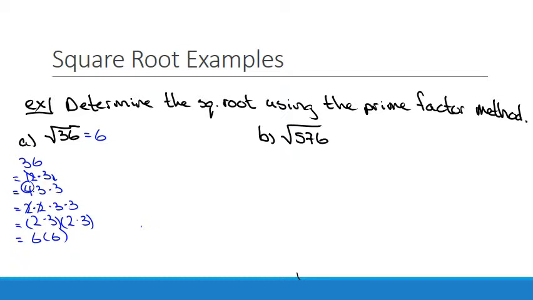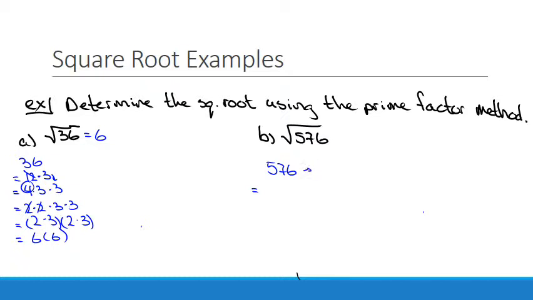So let's bump this up a little bit now. B, 576. The prime factor method takes a little guesswork if you're not so good at your division rules. But if you're good at your division rules, that'll really help you out. One of the division rules I want to share with you is the rule for 9. If you add the digits of the number you're wondering about, and it adds to a multiple of 9, then that number is divisible by 9.